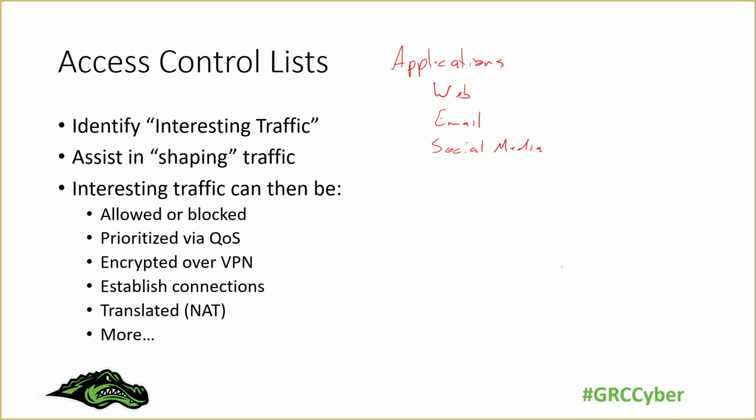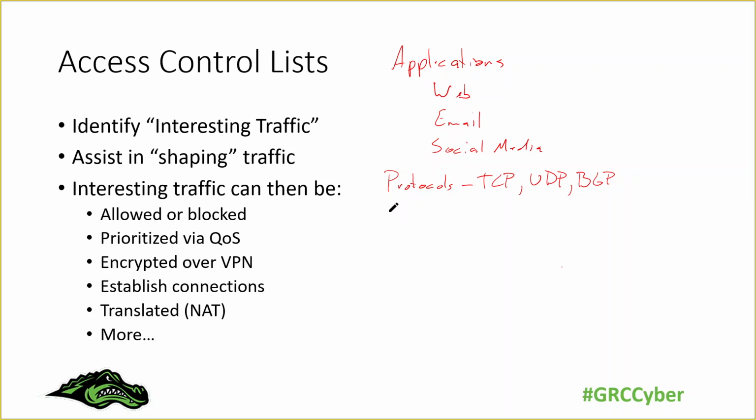Along with applications, we can also manage different types of protocols. For instance, perhaps I need to manage all of the TCP traffic in my environment, or all the UDP traffic in my environment, or the routing protocols such as BGP or OSPF or other routing protocols in my environment. Access control lists help me identify that traffic that I can then manage further on.